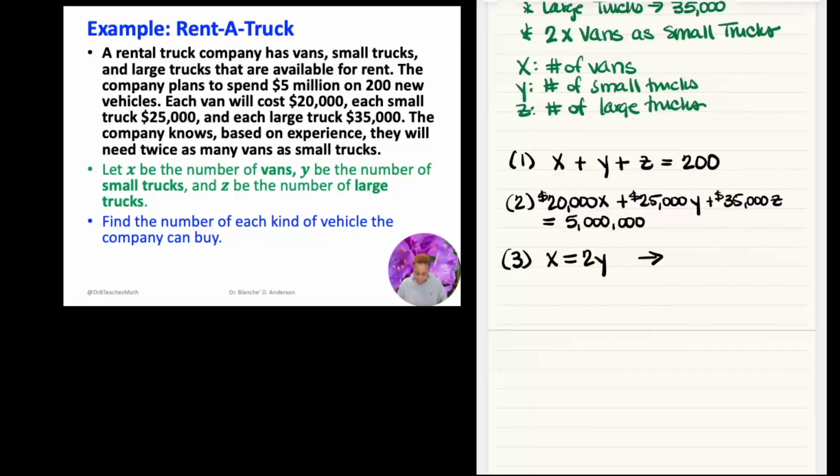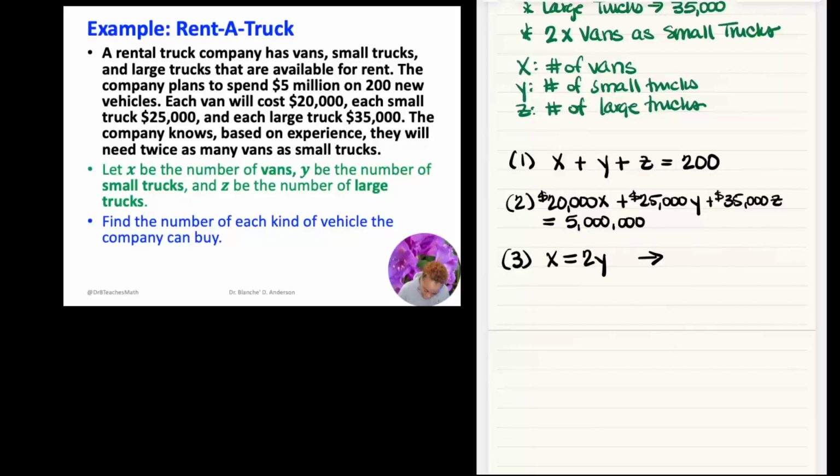Twice as many vans as small trucks. So if I have 5 small trucks, then I need 10 vans. If I take 2 times the 5, I get the 10 vans. So that's why I'm doing it this way. I need to know however many small trucks I have, because I'm going to take 2 times that, and that'll give me the number of vans.